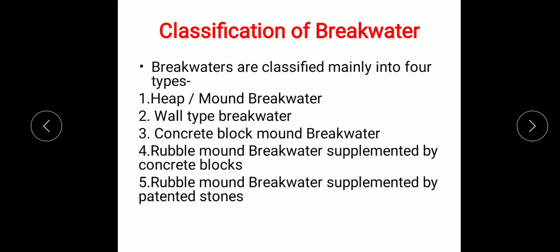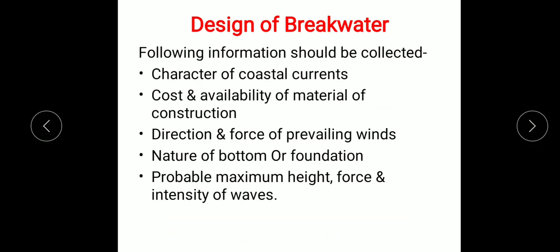So before going to the actual construction of breakwater, we should know the design criteria. The following information should be collected for design of a breakwater. First is the character of coastal currents. Second is cost and availability of material of construction. Third is direction and force of prevailing winds. Fourth is nature of bottom or foundation. Fifth is probable maximum height, force and intensity of waves. So these are the various information that is required for designing of a breakwater.